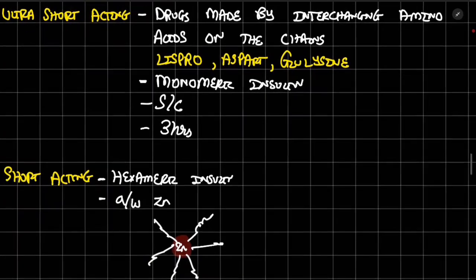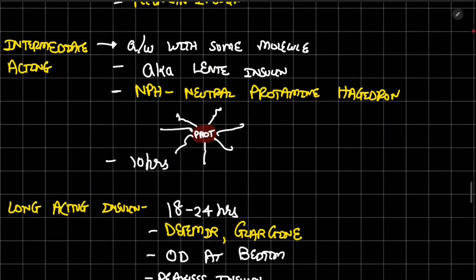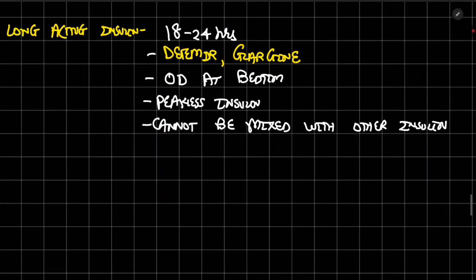So insulins are mixed and we see the effect, but long acting insulins cannot be mixed. And why can they not be mixed? The reason is very important: due to acidic pH.